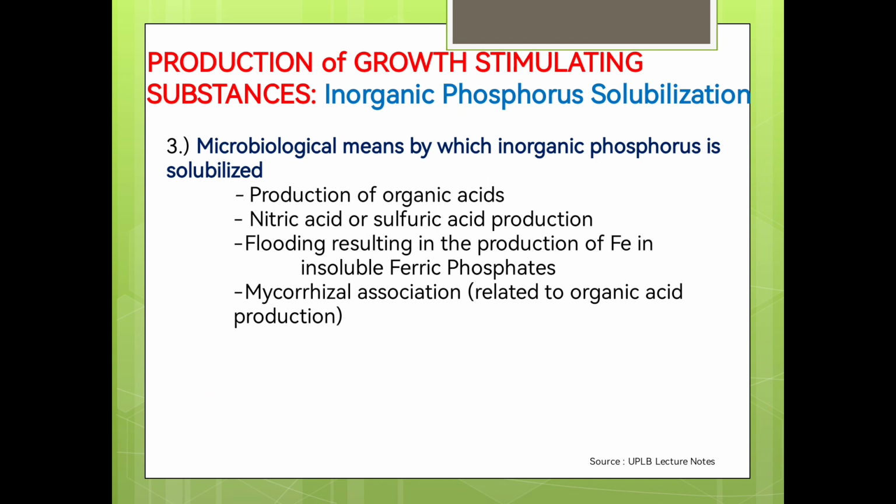And these are the microbiological means by which inorganic phosphorus is solubilized. The production of organic acids, the nitric acid or sulfuric acid production, the flooding resulting in the production of iron in insoluble ferric phosphates, and the mycorrhizal association, which is related to organic production.